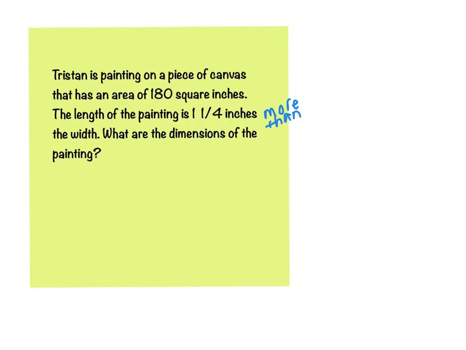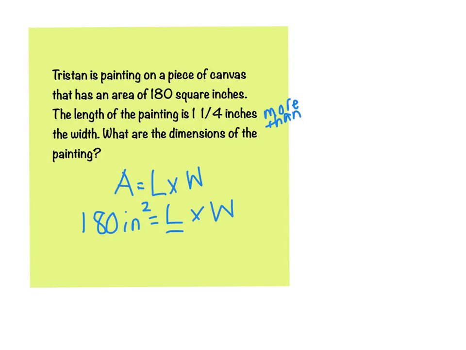Okay. So we know we're still dealing with area. Area equals length times width, and we know our area is 180 square inches. I need two numbers, a length and a width, that equal 180, but the length is 1 1/4 inches longer, or more than, the width. So I'm not looking for numbers that are as close together this time.